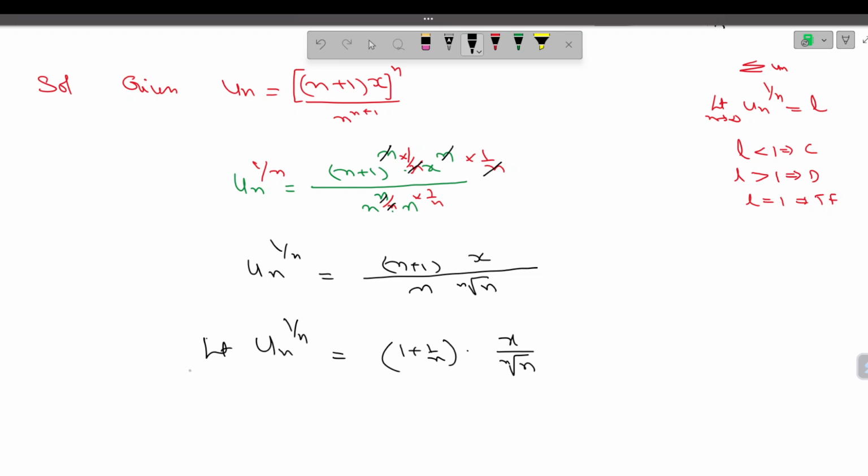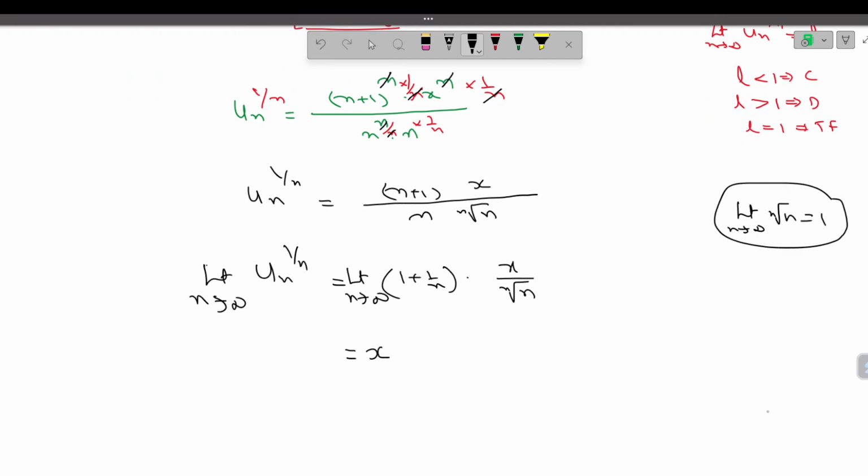Now applying the limit n tends to infinity. As n tends to infinity, 1 by n tends to 0, so this is 1. The nth root of n is 1. Please remember, limit n tends to infinity, nth root of n is 1, a standard result. We are left with only x. The answer is x.